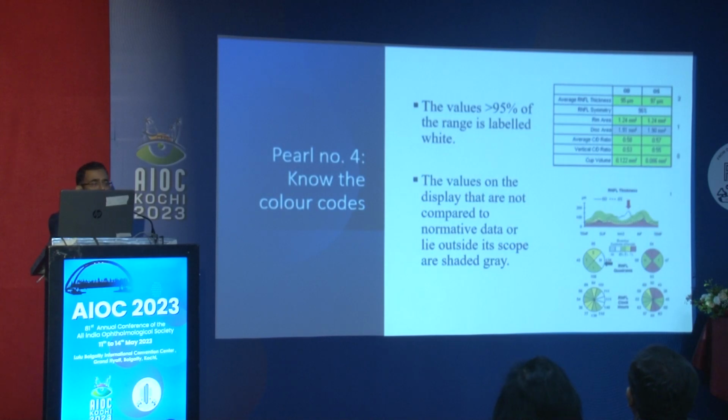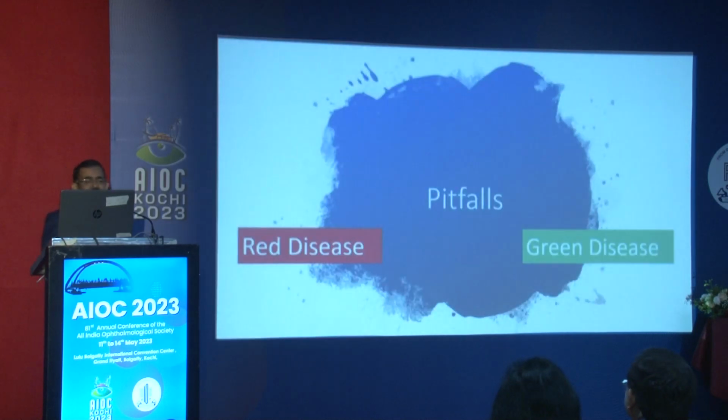We should also know the color codes properly, not just red and green but white and gray also. Values more than 95% of the range are labeled as white, and the values that are not compared with the normative data are color coded gray. So we usually only stick to red, green and yellow.